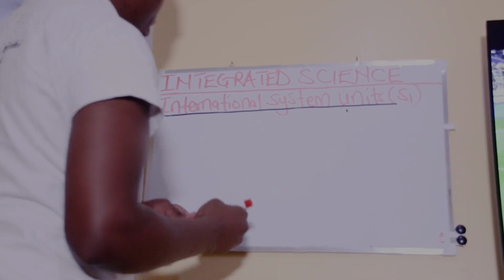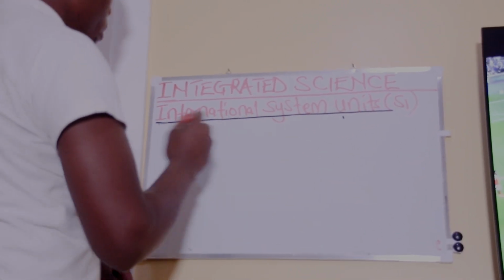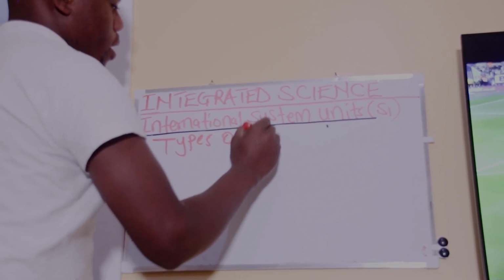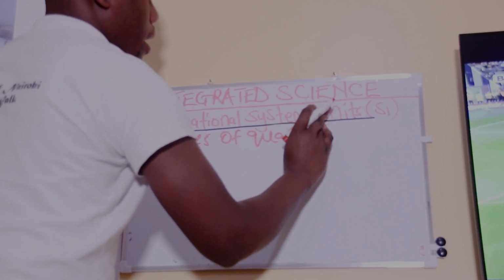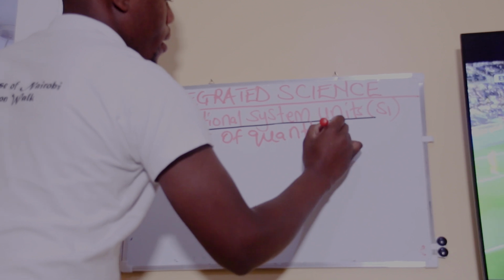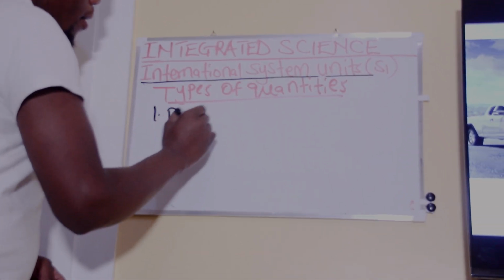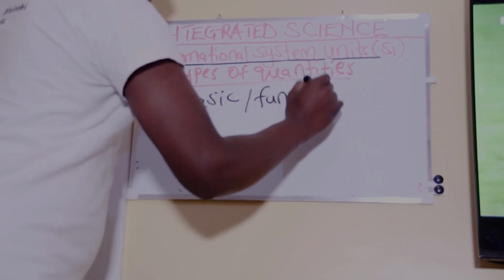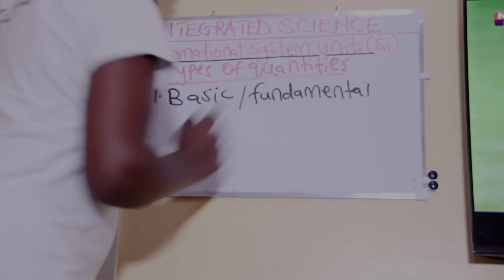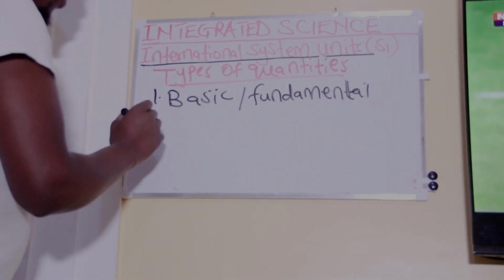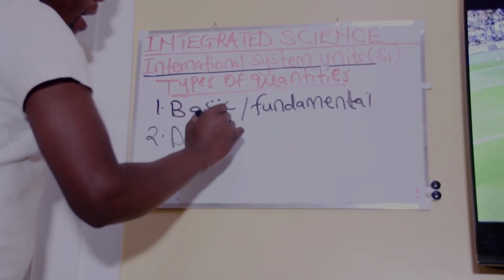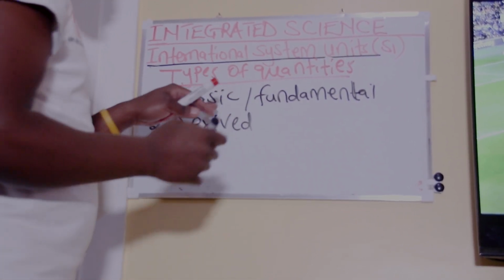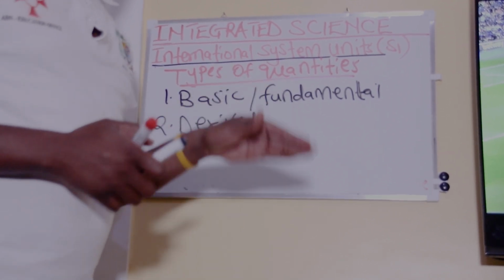We look at types of quantities first of all. The first type of quantity we have is basic quantity. The basic quantity is also called fundamental. Then we also have another type of quantity called derived quantities. The first one is basic or fundamental. The second one is derived quantities.